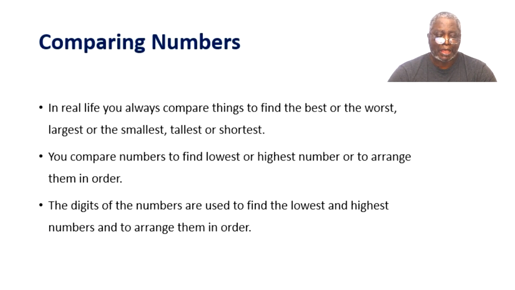So with numbers and with digits, we can compare numbers. For example, let's look at the facts. In real life, you always compare things to find the best or the worst, to find the largest or the smallest, the tallest or the shortest. You compare numbers to find the lowest or highest number or to arrange them in order. The digits of the numbers are used to find the lowest and the highest number and to arrange them in order.